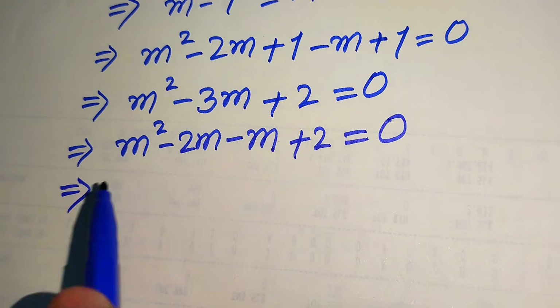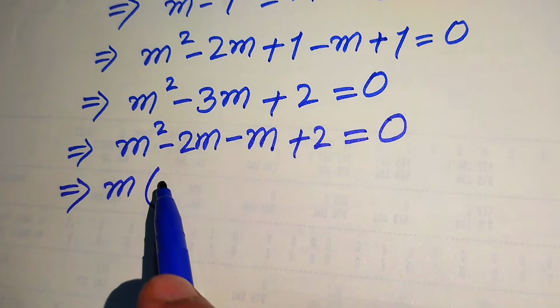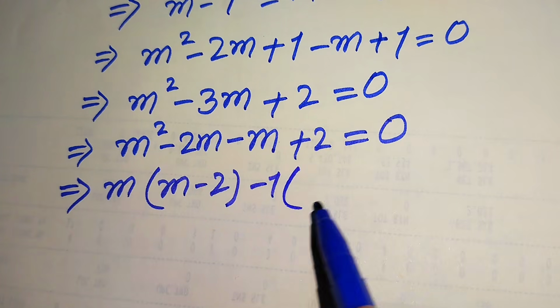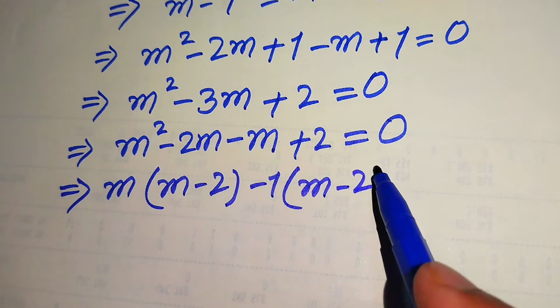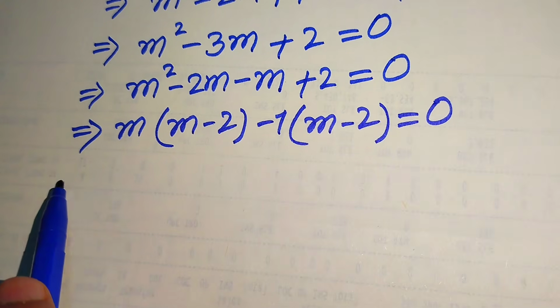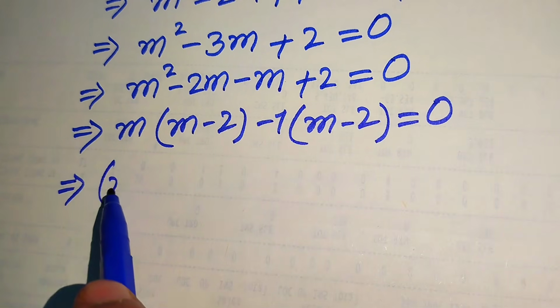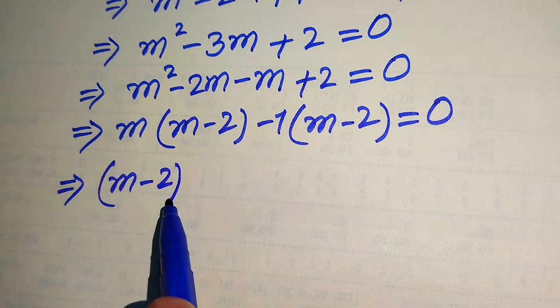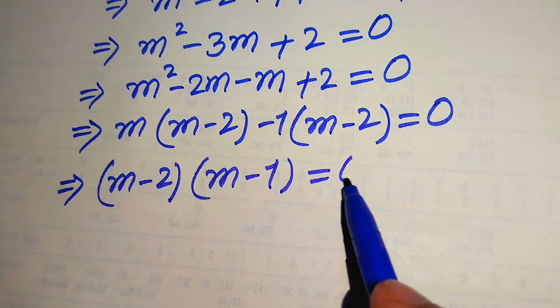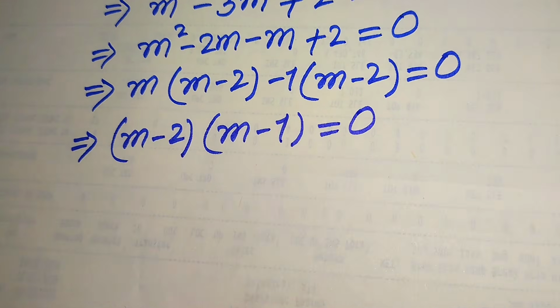And now we will take common m from the first two terms, and we get the remaining values as m minus 2, and from here we take common minus 1, and we get the remaining values as m minus 2, and this whole equation equals 0. And here we take common m minus 2, and when we take common m minus 2, we get the remaining values as m minus 1, and this whole equation equals 0.